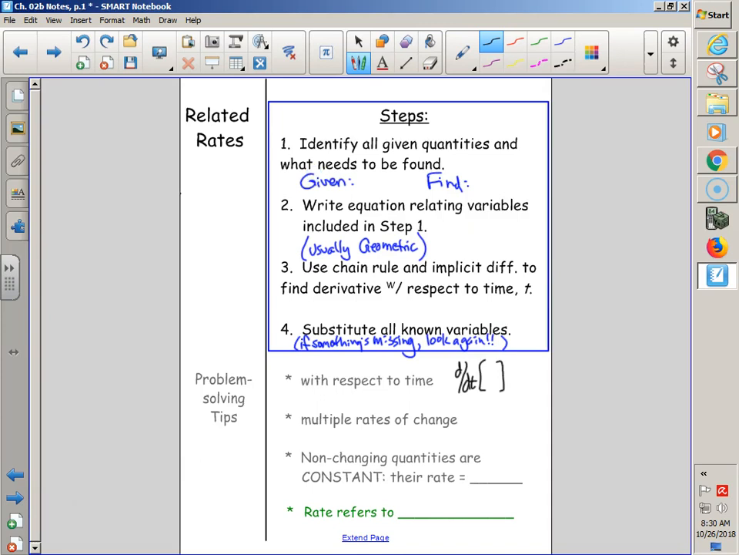With respect to time, quick reminders. We're taking d/dt. Okay, d/dt. Multiple rates of change. You very possibly will have like a dA/dt and a dR/dt. Well, I'm not even going to do that. Here's what I'm going to do. You ready? Rate of change of box is d box/dt, with units of box over units of t.